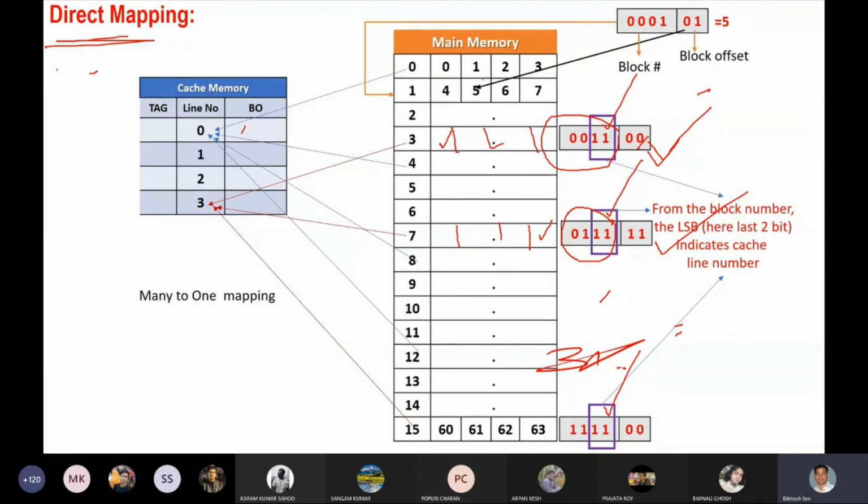Because the main memory block address is segregated into two parts: cache line and tag. There are 4 cache lines and the block size is also 4, so 2 to the power 2, that is 2 bits, are required for each number. So from the main memory address, if you segregate these 2 bits, you will get it automatically. Clear? So accordingly, it will be stored.